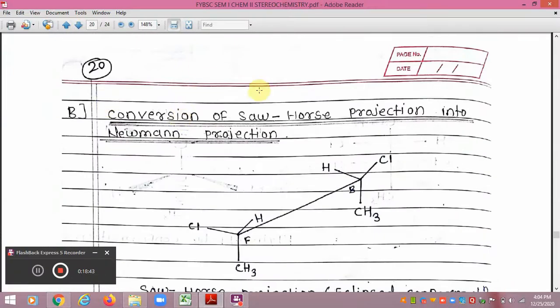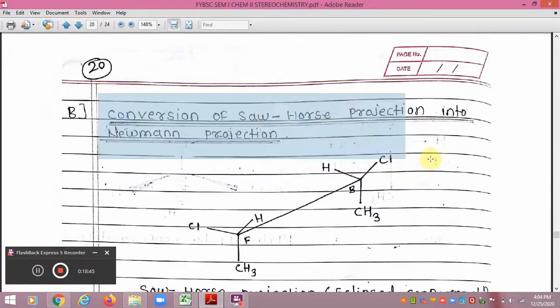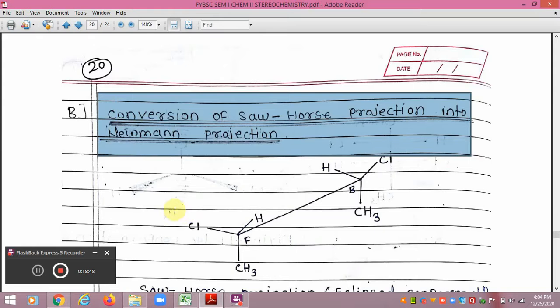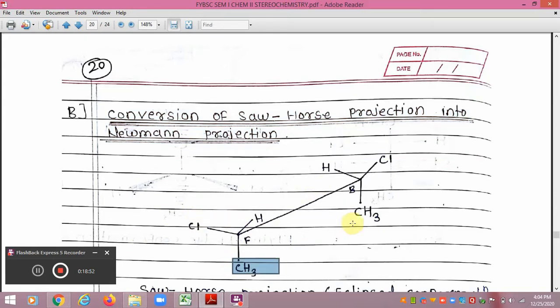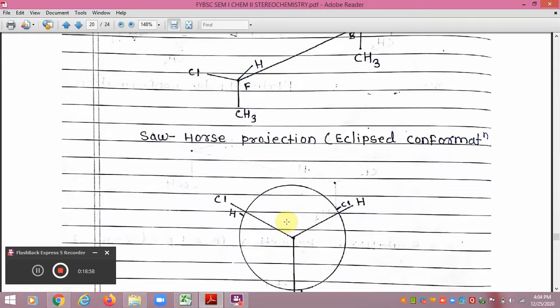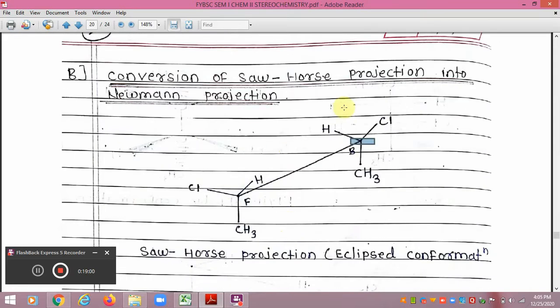Next, conversion of Sawhorse projection into Newman projection. In the Sawhorse, these bonds indicate groups above the plane, and these CH3 groups indicate groups below the plane, and this is the front carbon and this is the back carbon in the slanting manner. While in the Newman projection, the molecule is observed in such a way that one carbon is present behind the other carbon. There will be one front carbon and another will be the back carbon.